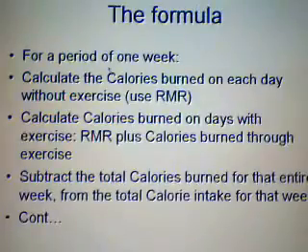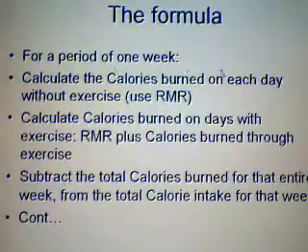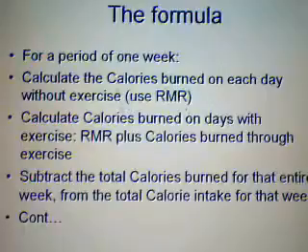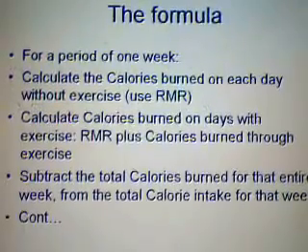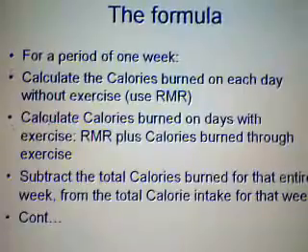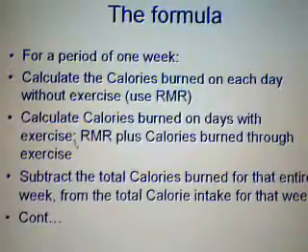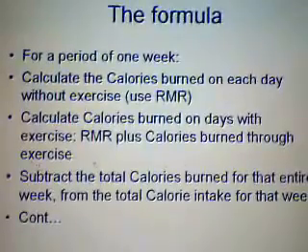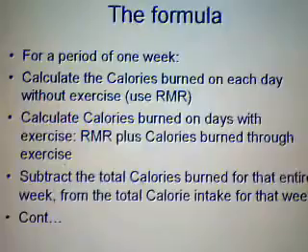So this is how the formula works, the more complicated version. You calculate the calories burned on each day without exercise. You add all those up, and we're calculating for a period of a week here. Then you calculate the calories burned on the days with exercise. So you take your RMR plus the calories burned through exercise, and you subtract the total number here from the calories that you ate that entire week.